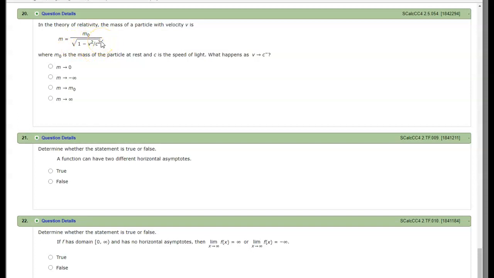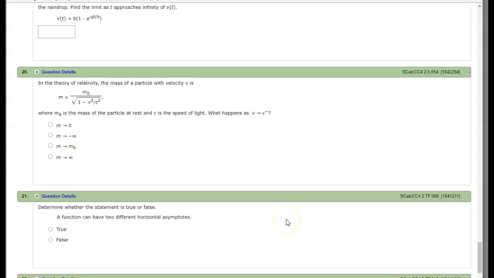There's two answers here that it certainly can't be. Determine whether it's false: can a function have two different horizontal asymptotes? We've seen graphs that kind of depict what the answer there should be. For my last problem, think about what we said with the cosines.